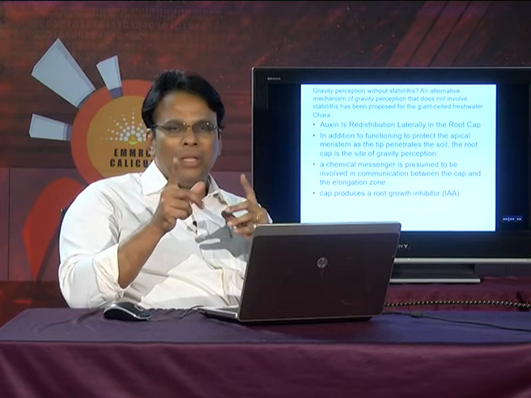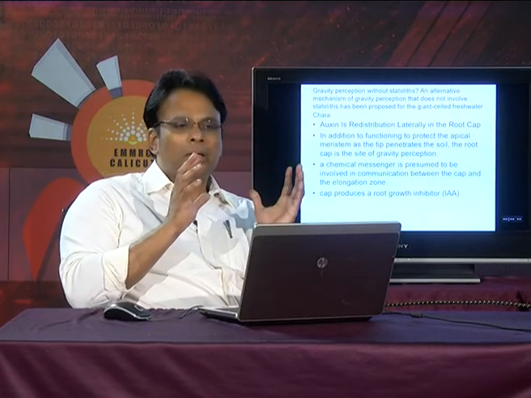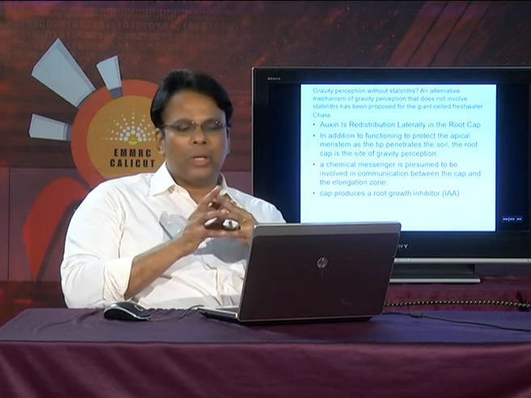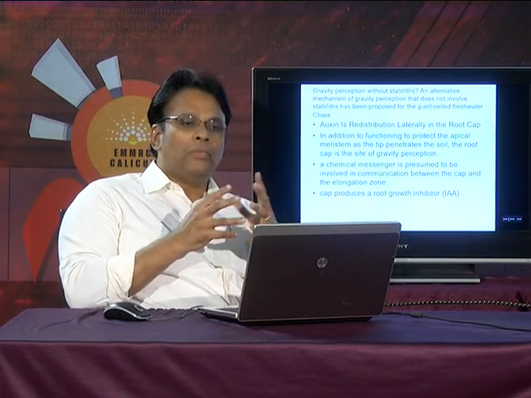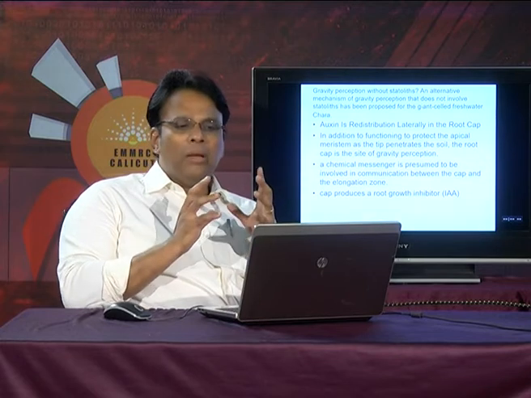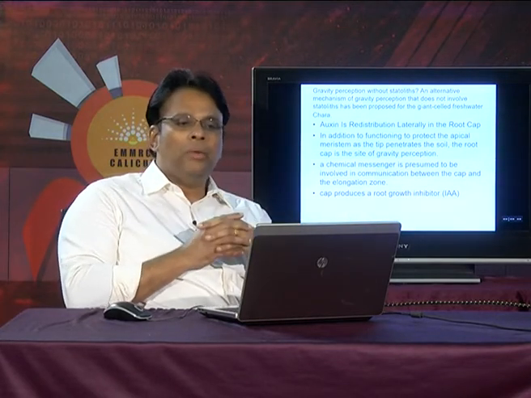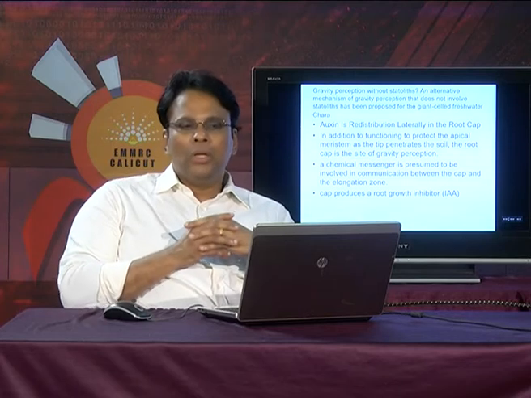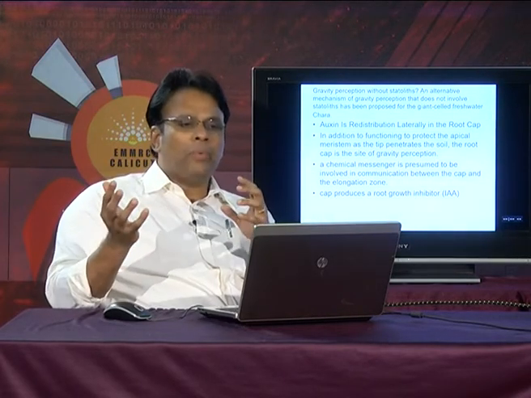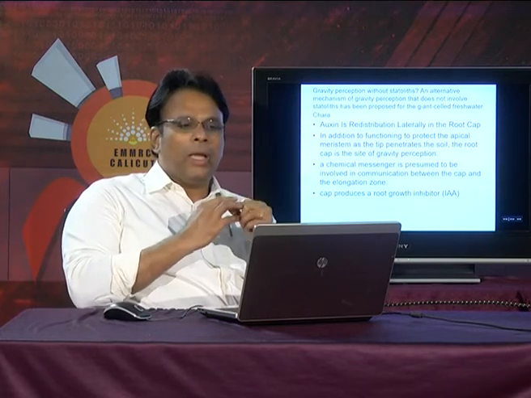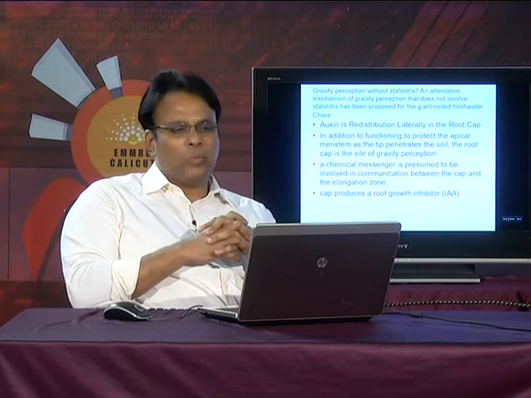So, not the statolith, but it happens in the case of root cap, but only in very few cases the reports are there, and one such report is in the case of giant cell freshwater chara. A chemical messenger is presumed to be involved in communication between the cap and the elongation zone. So, some sort of chemical message is passing from the cap region to the elongation zone, and based on that the difference in the growth takes place.